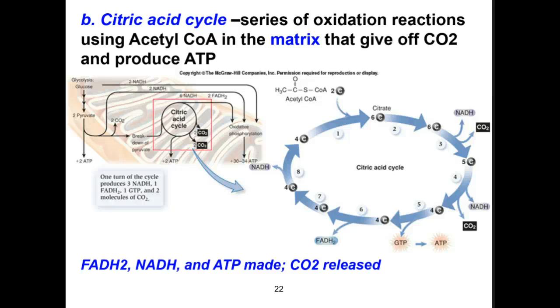The Krebs cycle was discovered by Hans Krebs, and Hans Krebs won the Nobel Prize in 1953 for his discovery of the Krebs cycle. The Krebs cycle is also known as the citric acid cycle because citrate is produced first in the cycle. The Krebs cycle begins by combining acetyl coenzyme A with a 4-carbon molecule to form a 6-carbon citrate, and coenzyme A is released.